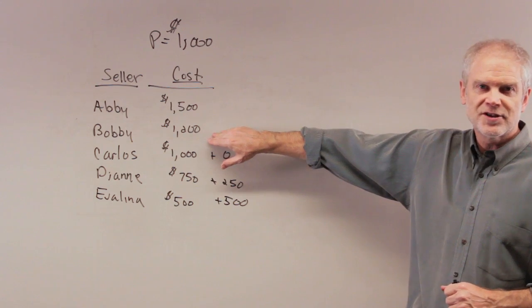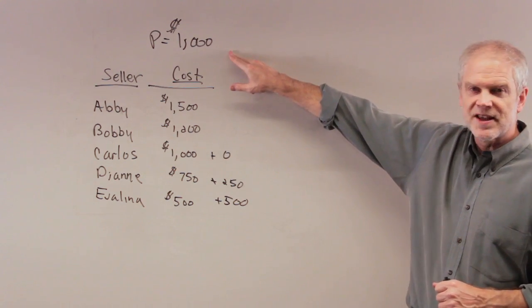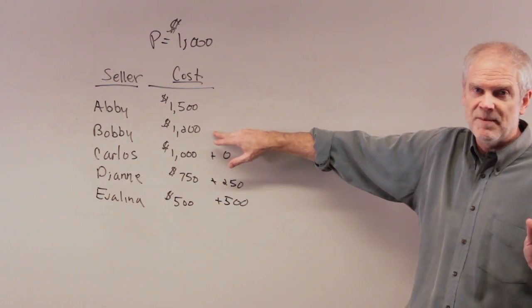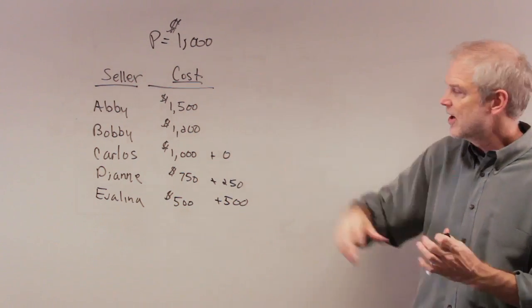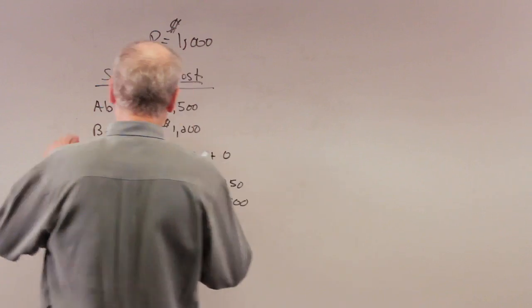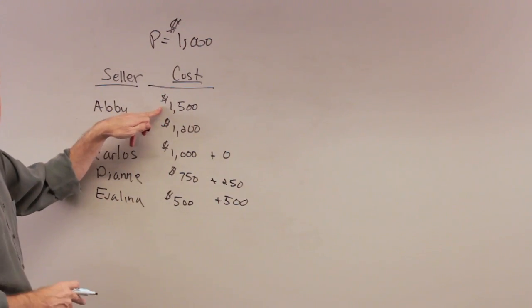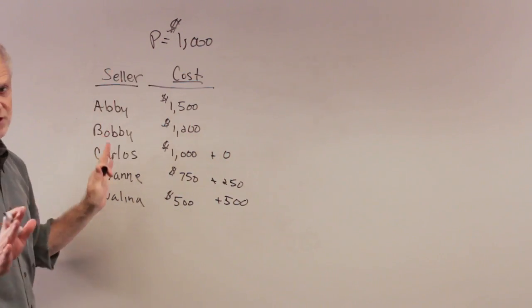Bobby, cost of $1,200. Market price is $1,000. Bobby says, forget about it. I'm not going to supply something that's going to cost me $1,200 to make and only take in $1,000. So he's out of it. Abby, same deal. Cost of $1,500. Price $1,000. She won't do it.